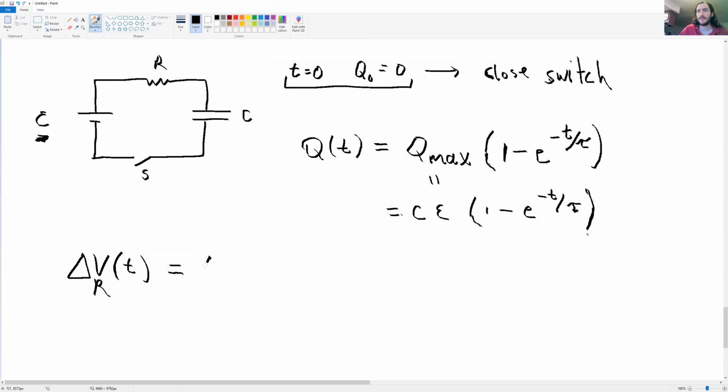So I would write this as delta V max to start, and then since this is a decreasing function of time, it is going to be e to the minus t over tau. Now, what is delta V max? Well, delta V max, that's the maximum voltage that's going to be on that resistor there. That's going to be E. Pretty straightforward. The maximum voltage in the circuit is going to be E. So E times little e to the minus t over tau, like so.